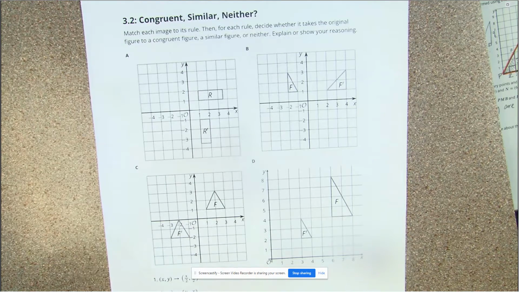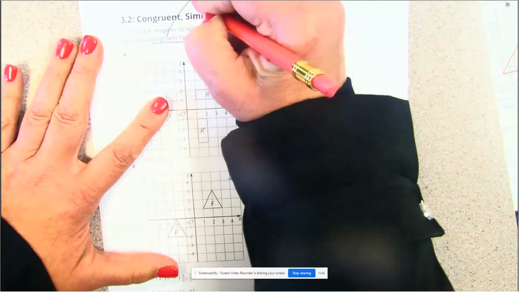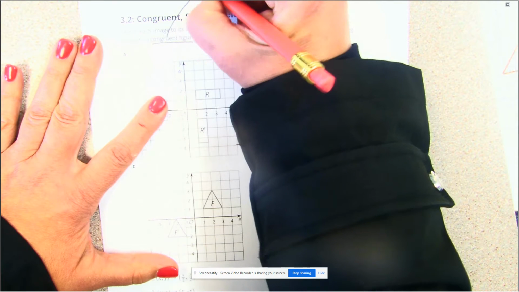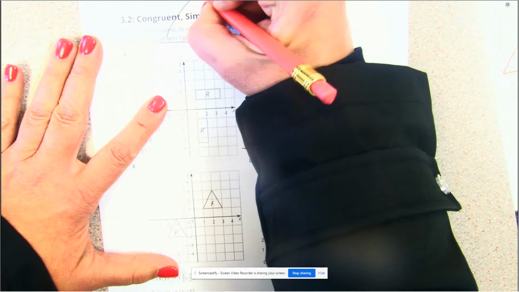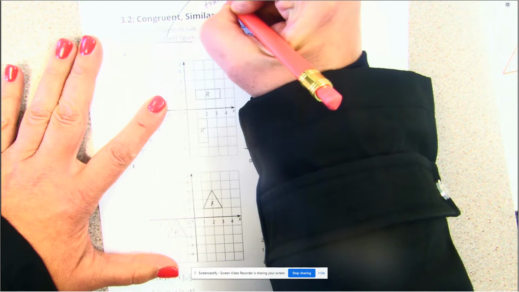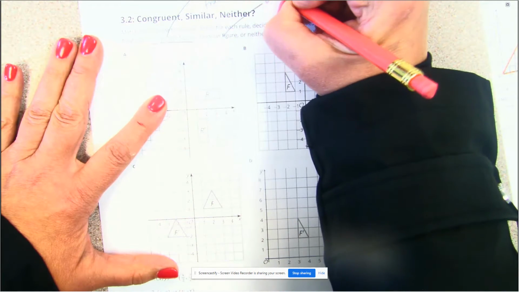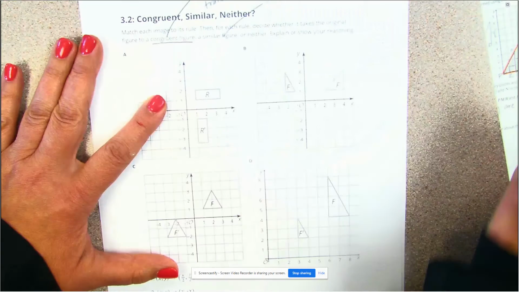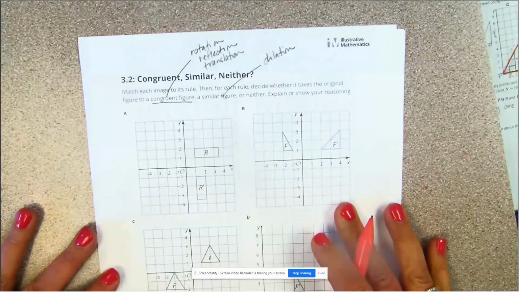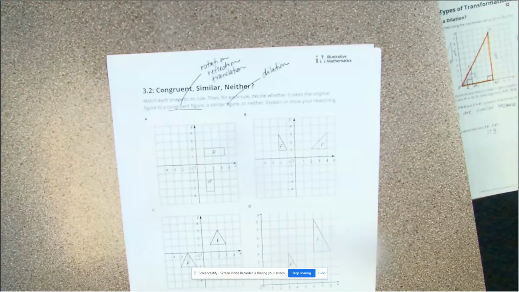Now let's just talk about this real quick. In order for it to stay congruent, it has to be a rigid transformation. So it has to be a rotation, a reflection, or a translation. To be similar, it's got to be a dilation. And neither would be something that is not a rotation, reflection, translation, or a dilation. So let's take a look.